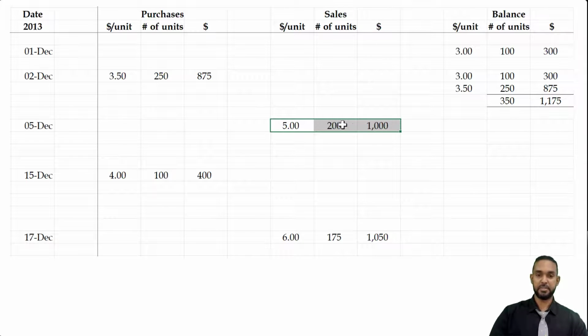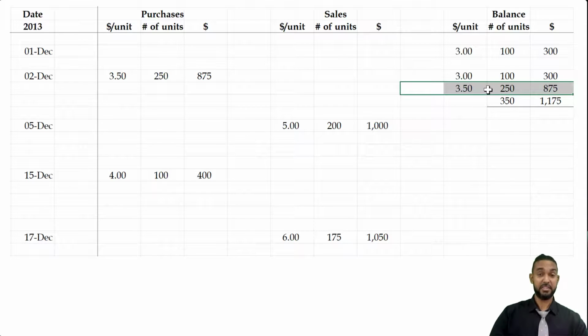Now, we have on December the 5th a sale of 200 units at $5 each for a sales value of $1,000. Now, the sales value and sales price doesn't actually matter when we're doing our stock valuation sheet, because all we need to know is what's left. Now, under LIFO, LIFO means last in, first out. So we have two batches of stock. This batch was there first, this batch came in last. And the last batch in is the first batch out. So we're going to sell from this batch first. And then if we still need to sell more, we're going to sell from this batch after.